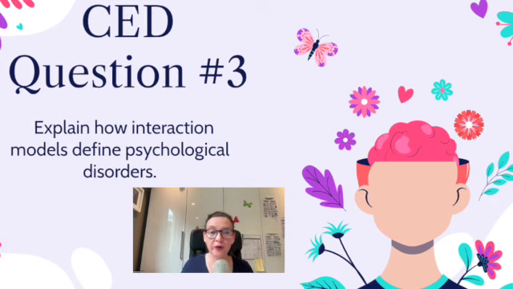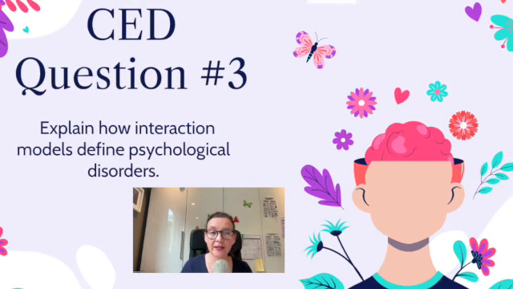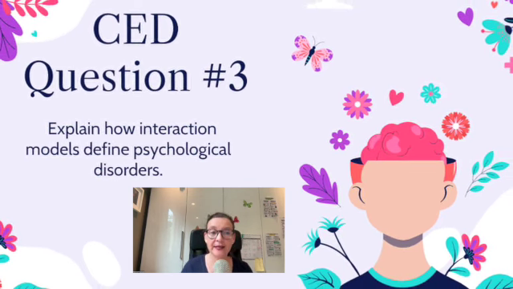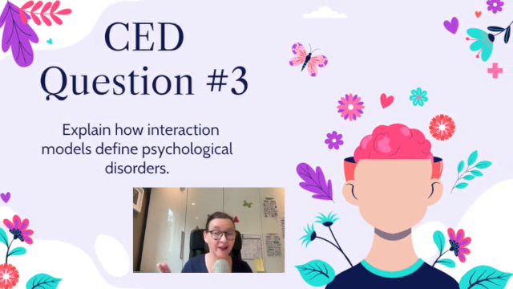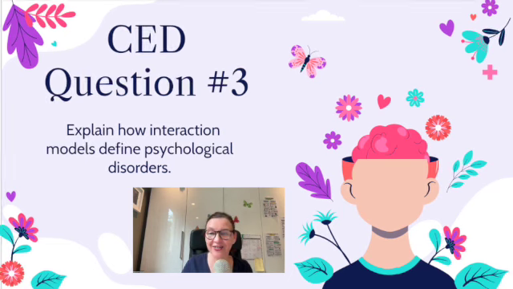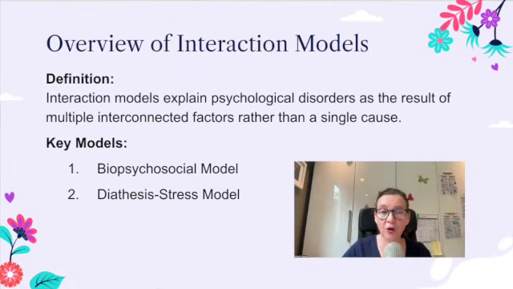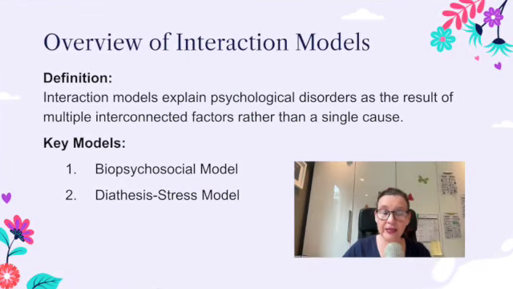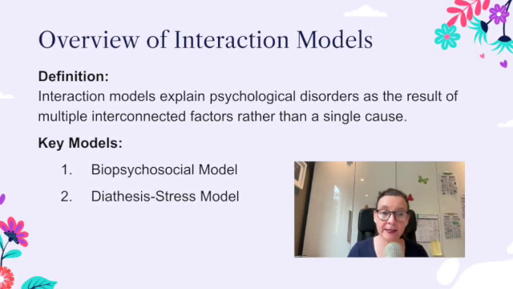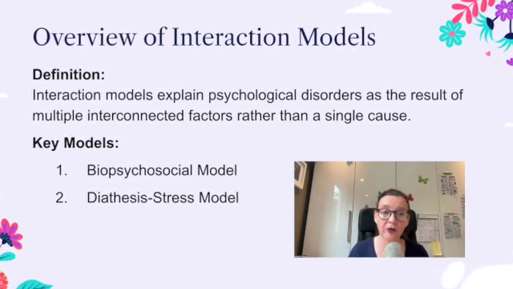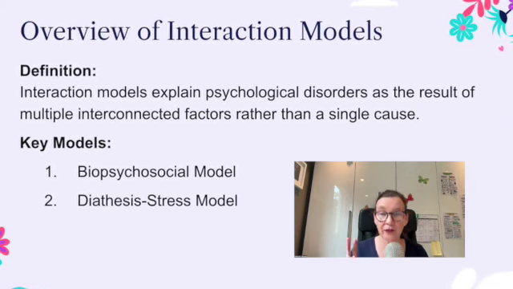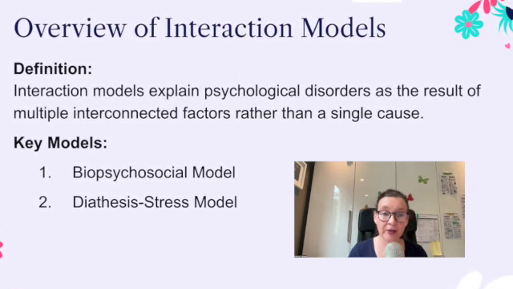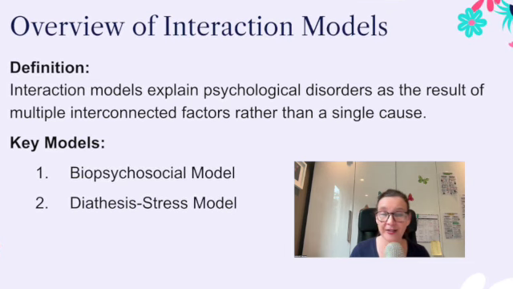As mentioned earlier, we're going to go through question number 3 of the CED for 5.3, and it is explain how interaction models define psychological disorders. I'm going to go through all the essential knowledge you need to know to answer that question. So let's just look at the overview of interaction models. The definition is interaction models explain psychological disorders as the result of multiple interconnected factors rather than a single cause. The two models we're going to break down are Biopsychosocial Model and Diathesis-Stress Model.